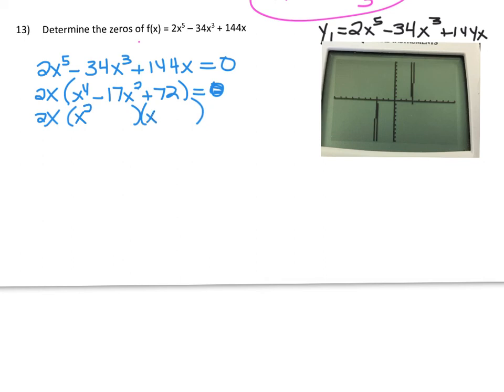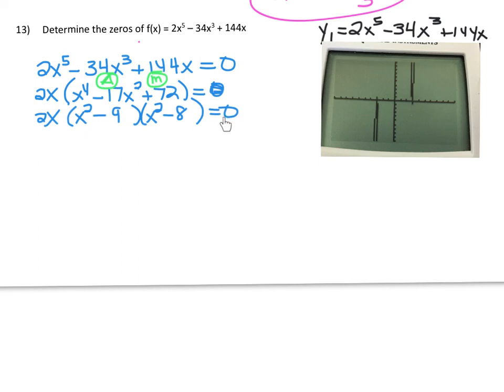All right, and then I just have to come up with 2 numbers that add to negative 17 and multiply to 72. So negative 9, negative 8, right? So negative 9, negative 8. And then I'll bring down the equal 0. Okay, make sure you bring down the equal 0. You have to keep it an equation the entire way through.